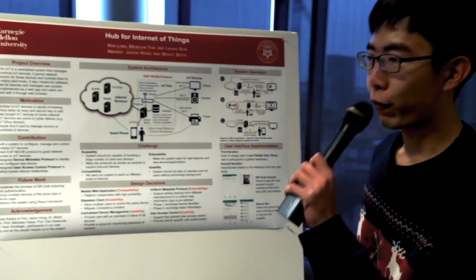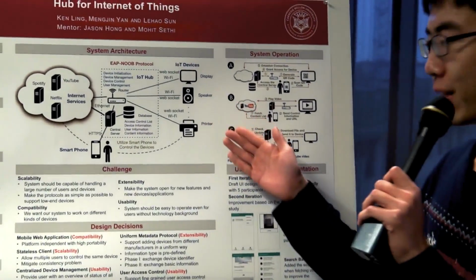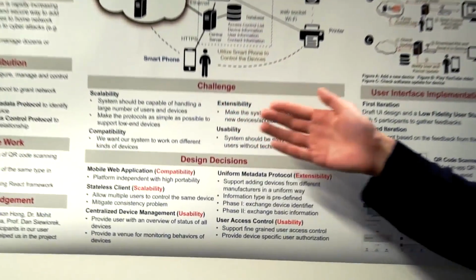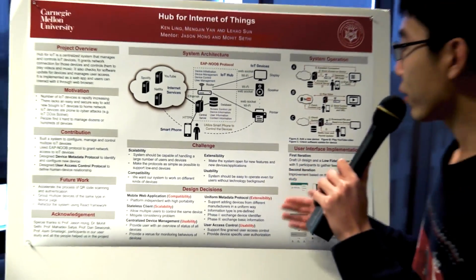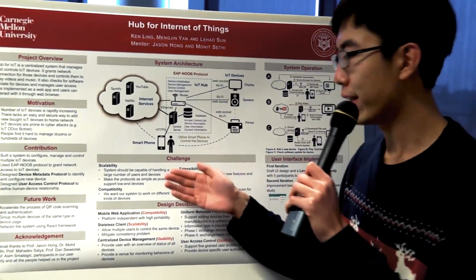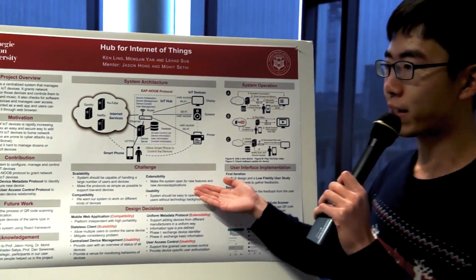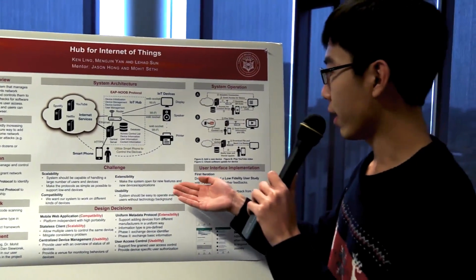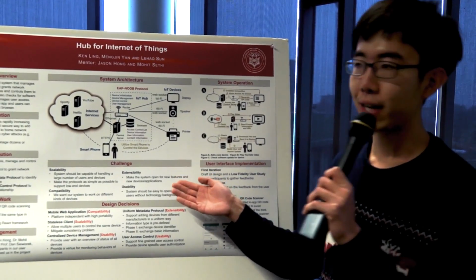Well, hello. There are 4 big challenges or goals that drive how we design our system and how we made our design decisions. The first one is scalability. As we talked about earlier, the number of IoT devices is increasing dramatically, so our IoT hub should be able to handle dozens or even hundreds of IoT devices. The second one is extensibility. Since we don't know what IoT devices will be in the future, the hub should be able to add new features and even new types of IoT devices easily.